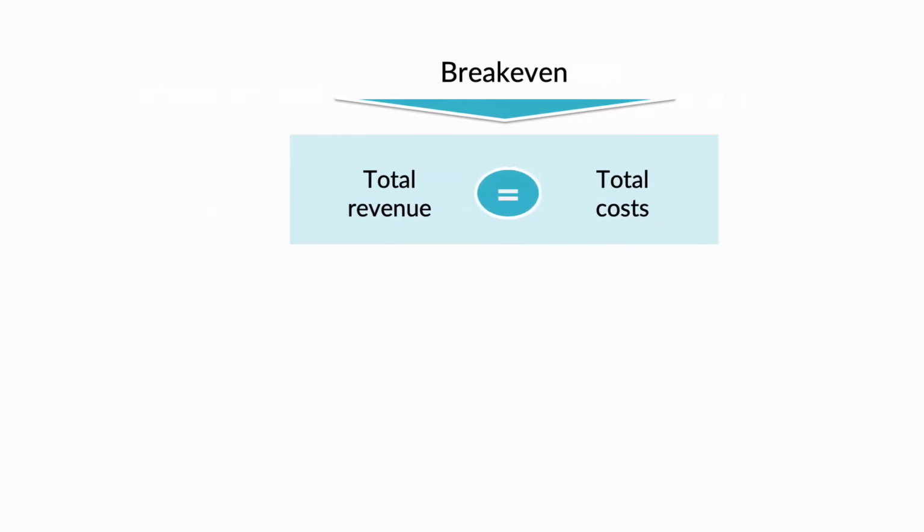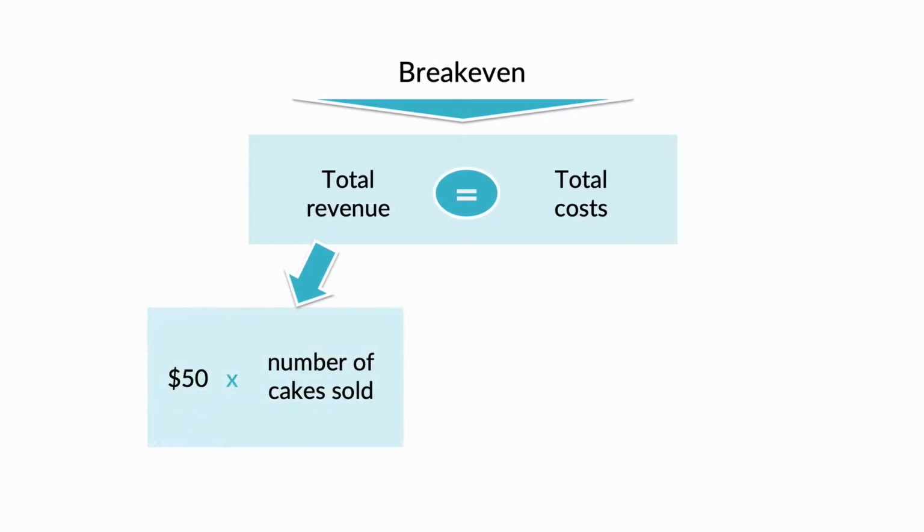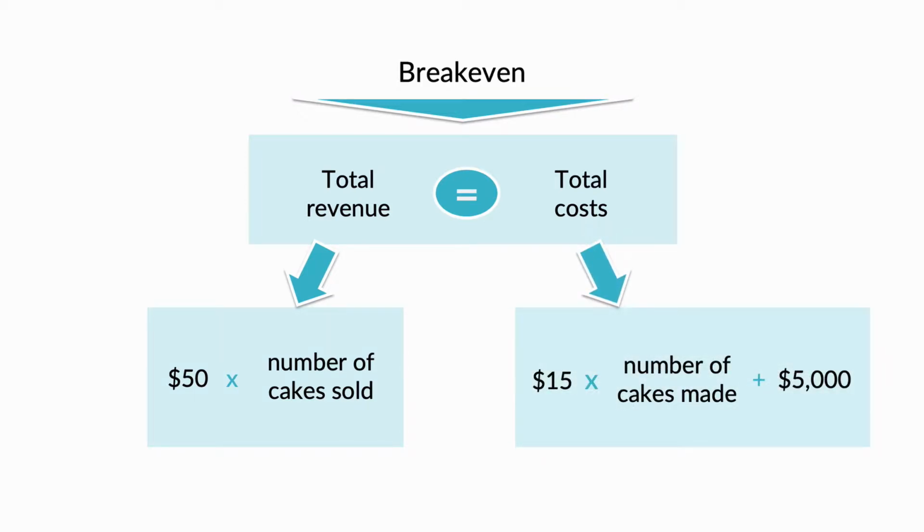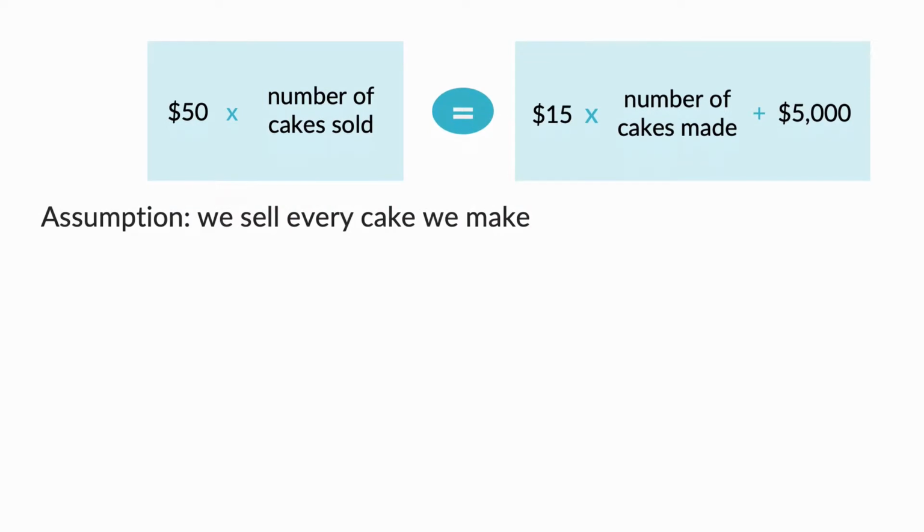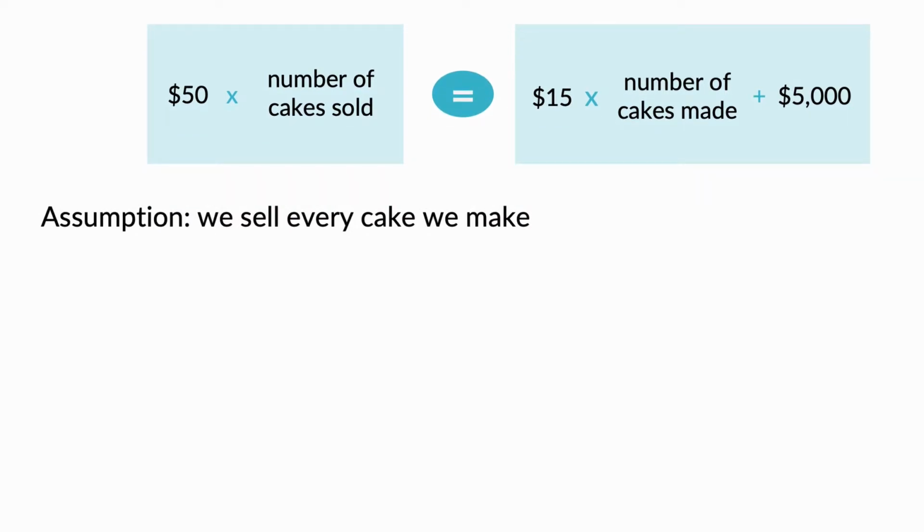And we know that total sales equals price per unit times number of units sold. Total costs equals variable cost per unit times number of units sold plus fixed costs. This means that our profit will be zero when both sides are equal. Since we're assuming that the number of cakes made and the number of cakes sold is the same, I'll replace it with Q to represent quantity and make it shorter.